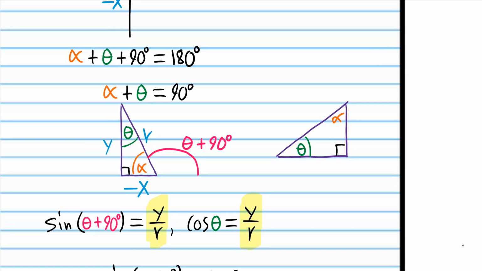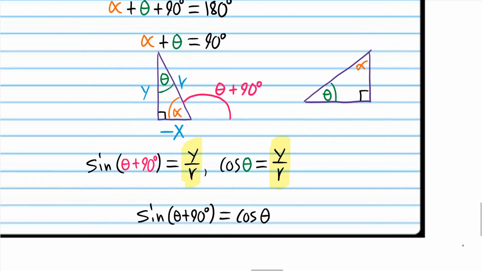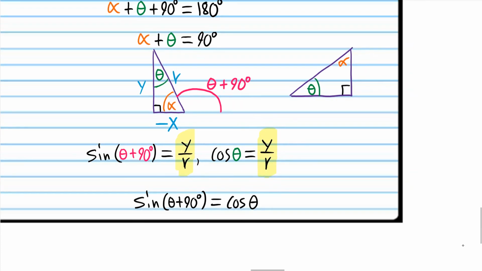Now again, that's a lot to think about. That's a lot to take in. Especially given the fact that we don't really know the lengths of the sides. We only know the ratios of the sides. Long story short, sine theta plus 90 is equal to cosine theta.